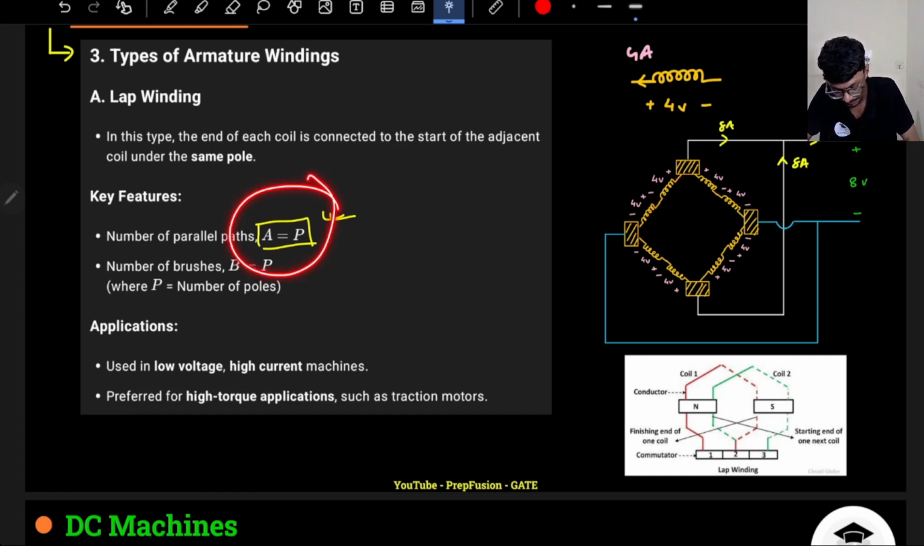And the number of parallel paths will be equal to the number of poles. So this is a 4-pole machine. That's why there are 4 brushes. So number of brushes will be equal to number of poles. In case of lap winding, as it is a 4-pole machine, I will have 4 brushes. And how many parallel paths do I have?